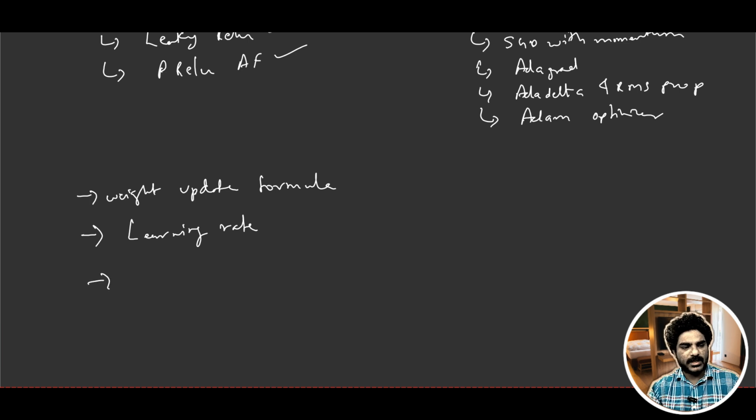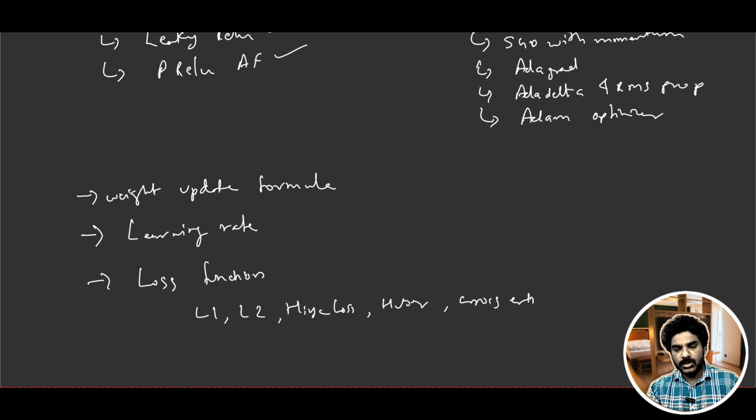And apart from this, we'll understand the loss functions. We have L1 loss, we have L2 loss, we have hinge loss, we have Huber loss, and we have cross entropy loss. So you'll understand these loss functions as well. There are different types of ANNs we need to understand based on the specific task or use case, right? So you'll use these ANNs, artificial neural networks. So let's understand the different types of artificial neural networks.